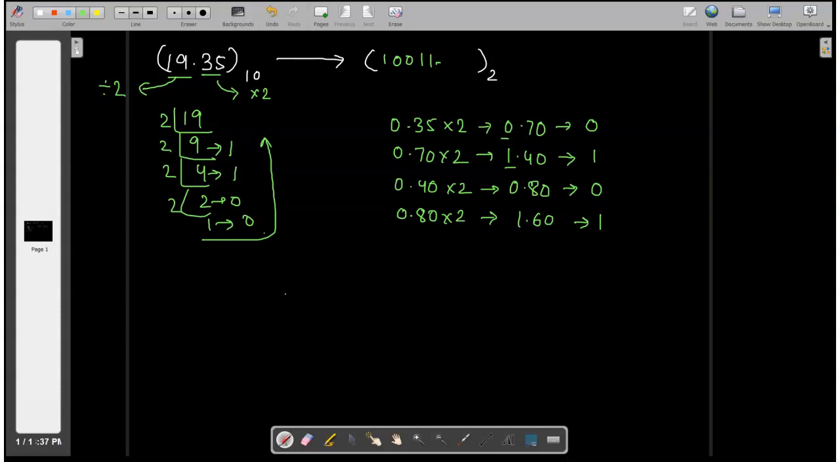The only difference over here is, here we were doing MSB to LSB. Here we will do LSB to MSB. That is from top to bottom. Okay, from LSB to MSB. All right. So what do we get? 0, 1, 0, 1. Clear? Understood? Let us see one more example.